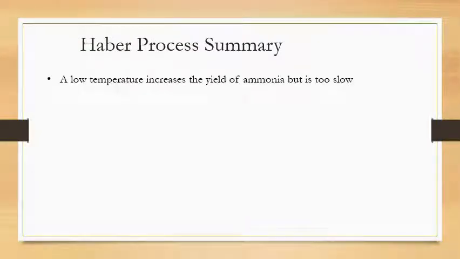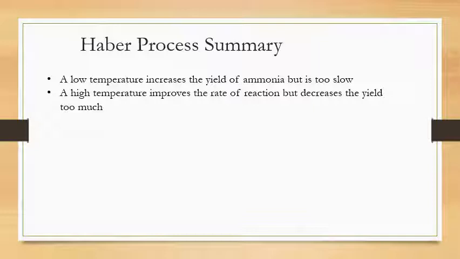So in summary, at low temperatures, this would increase the yield of ammonia. So that's what we want. We want to get as much ammonia as possible, but the reaction is far too slow. It takes forever for this to happen, so you don't do that. However, at high temperatures, this improves the speed at which ammonia is formed, but you don't get much ammonia formed. It forms quickly, but then pretty much stops.